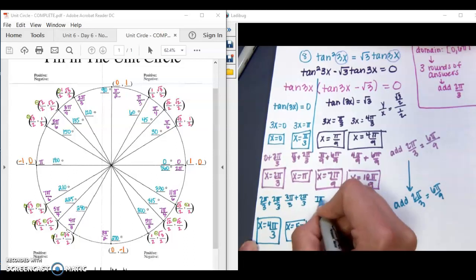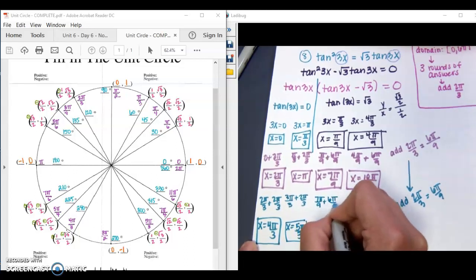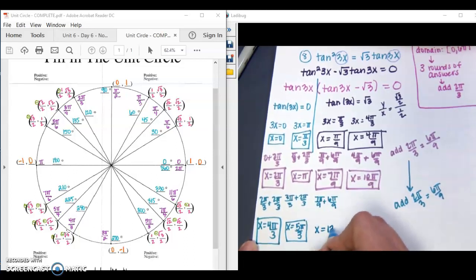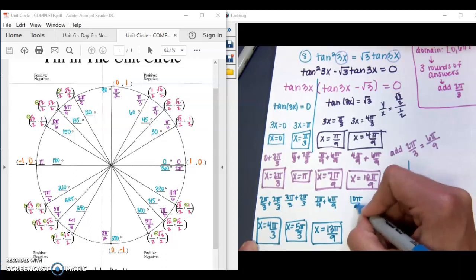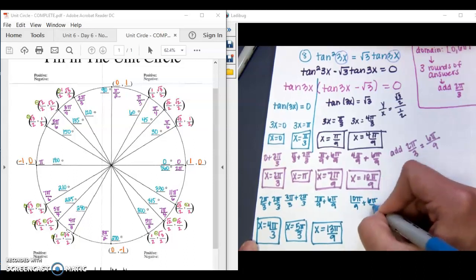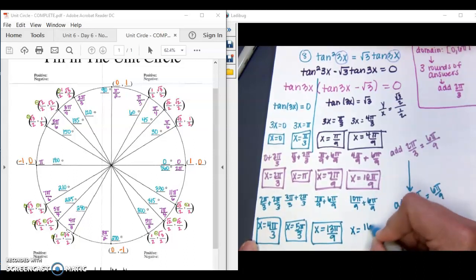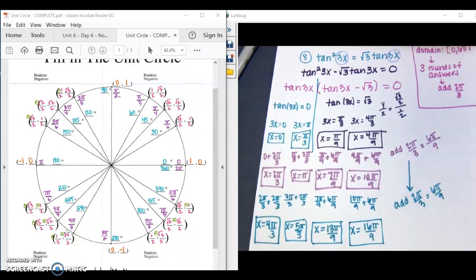And then our 7 pi over 9, we can add our 6 pi over 9. So 13 pi over 9. And then finally, 10 pi over 9 plus 6 pi over 9, and we'll get 16 pi over 9. So, those are our 12 answers that we have there. Those are our 3 rounds of answers. We had to do the 3 rounds because it was 3x and not just a regular x.